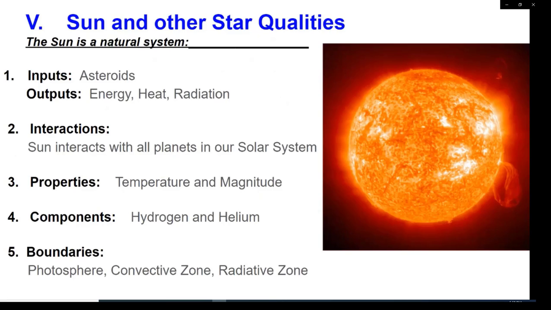This section is sun and other star qualities, and this is the sun as a natural system, and it has 5 qualities of a system, which are inputs, outputs, interactions, properties, components, and boundaries. Inputs are asteroids, outputs are energy, heat, and radiation. Interactions, the sun interacts with all the planets in our solar system. Properties, temperature and magnitude. Components are hydrogen and helium. Boundaries are the photosphere, convective zone, and radiative zone.